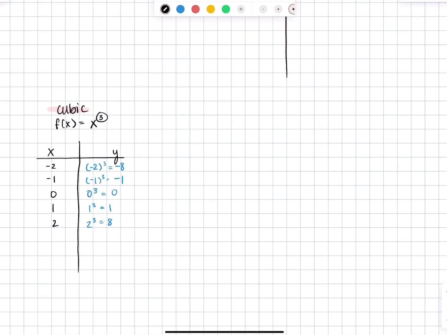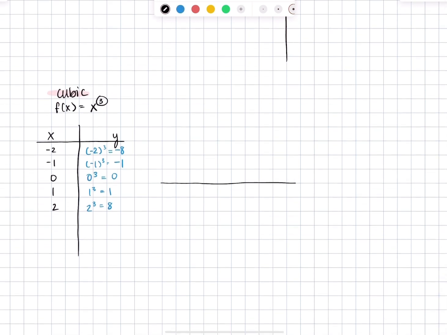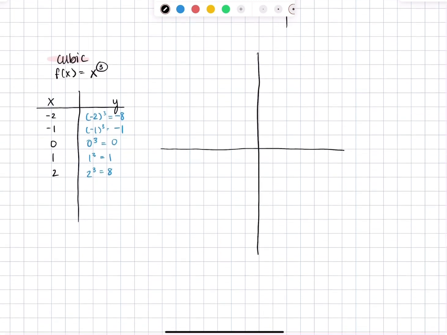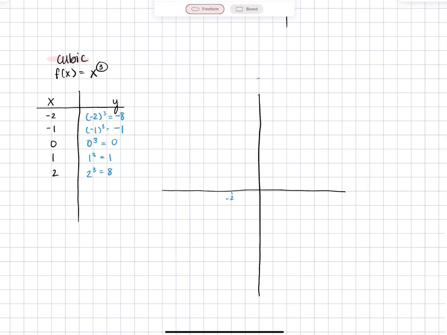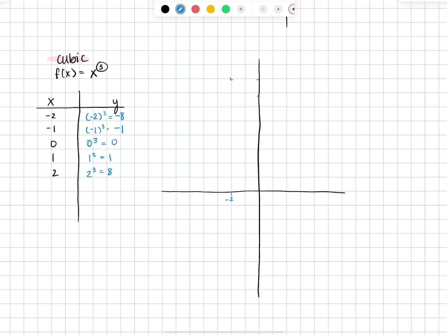So when we graph this, we're going to get, first point -2, so that's right here, -2, 1, 2, 3, 4, 5, 6, 7, 8. So 8 would be here. So -2, 8, right there. Perfect. And then -1 and -1.